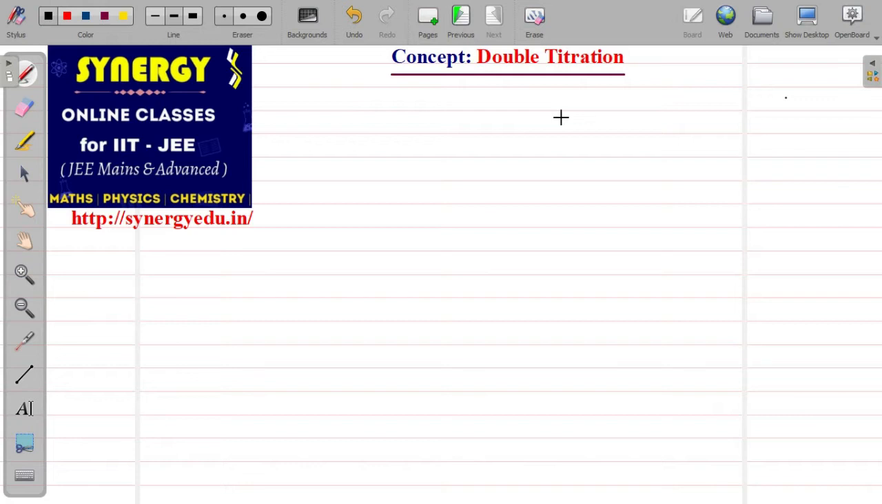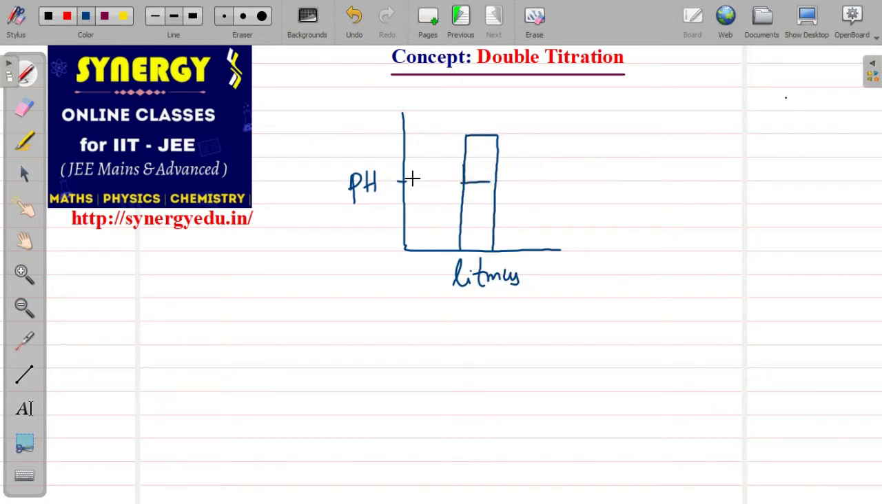Before understanding this double titration concept, we need to first understand some basics related to indicators. Suppose I take litmus. Below pH 7 it is red in color and above it is blue in color. It does not happen with all indicators.